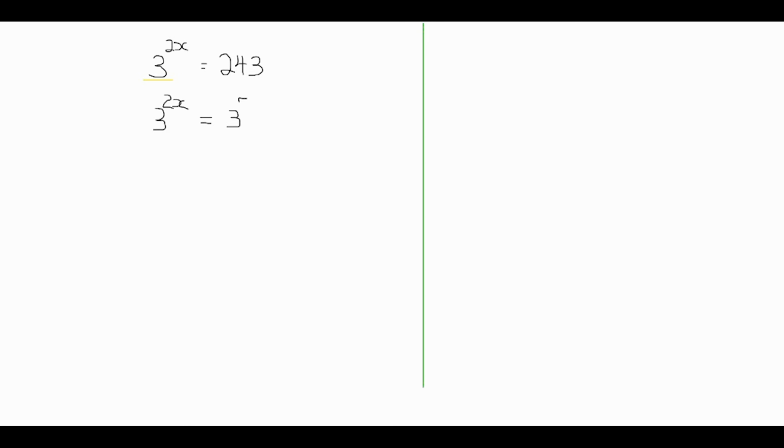Now, I've come to this point. I have 3 to the 2x is equal to 3 to the 5. I have a question. 3 to the 2x is equal to 3 to the 5. What does that say to me? What does it say? Why is it 3 to the 5?